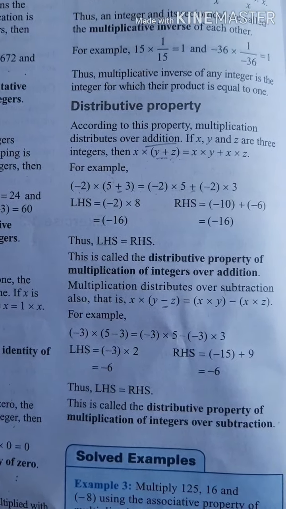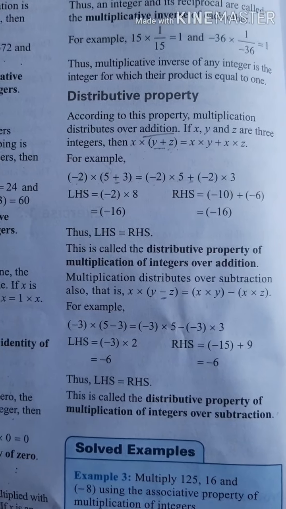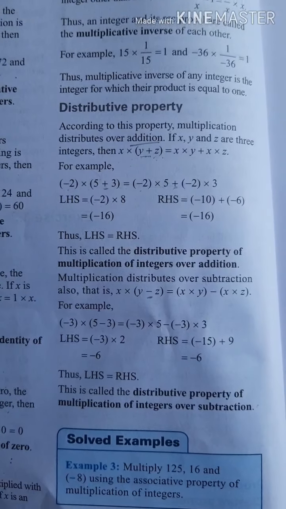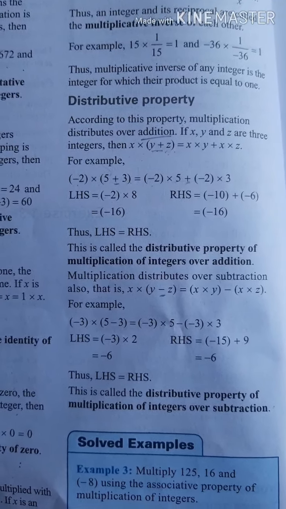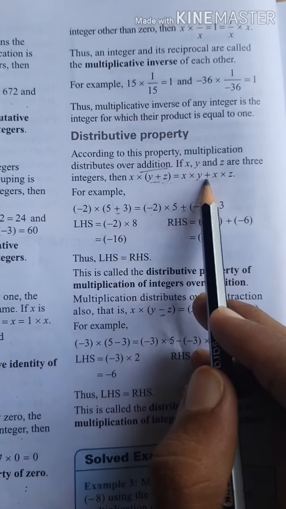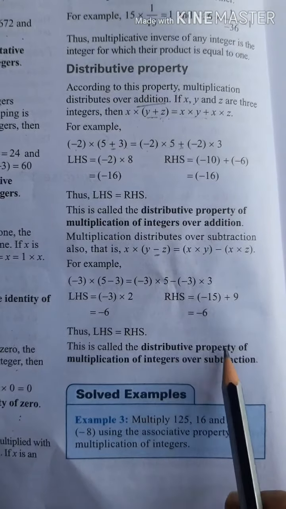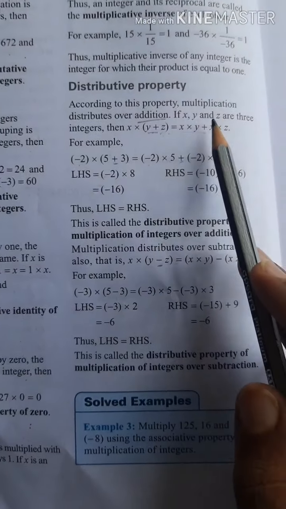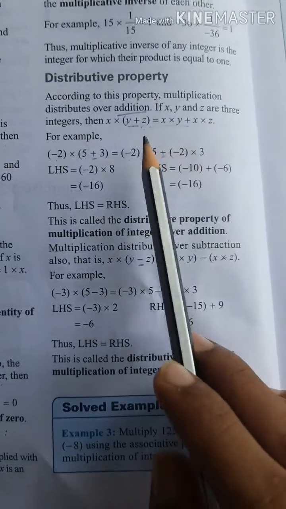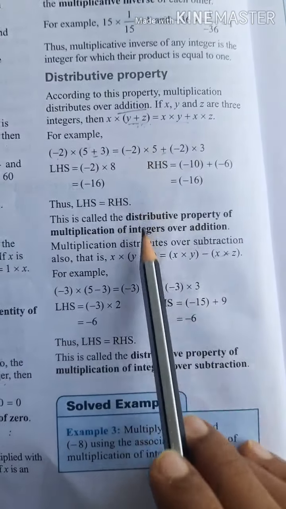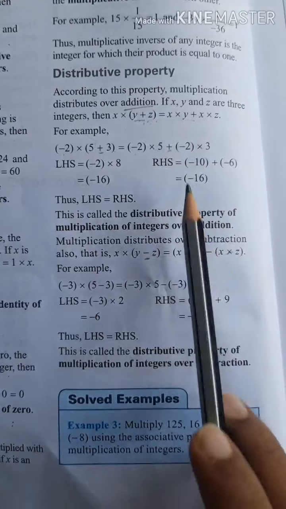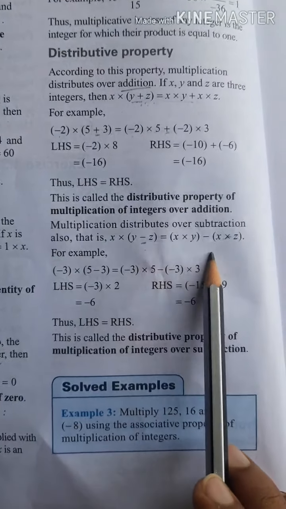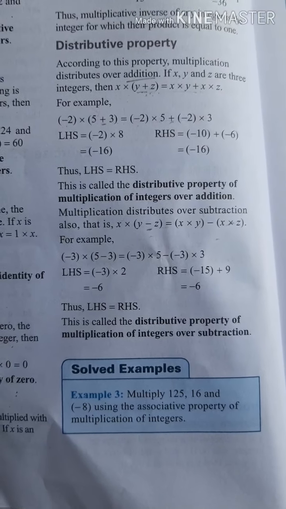So this is called the distributive property of multiplication of integers over addition. A question can ask, write the distributive property of multiplication over addition, so you have to write this. The distributive property of multiplication over subtraction is this formula. The difference between these two formulas: here is plus, here is minus. Wherever here is plus, left hand side has plus and right hand side has plus. Here left hand side has minus and right hand side has minus. That's all. It's very easy.